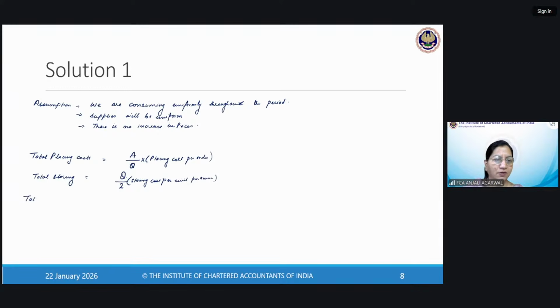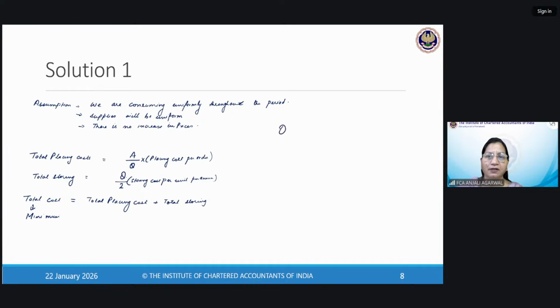And the total cost related to our decision is total placing cost plus total storing cost. And we have to strike a balance so that this total cost is minimum. So for all those of you who are good in mathematics or have done the mathematics completely, we will follow the concept of differentiating with respect to the quantity order and finding the minima.